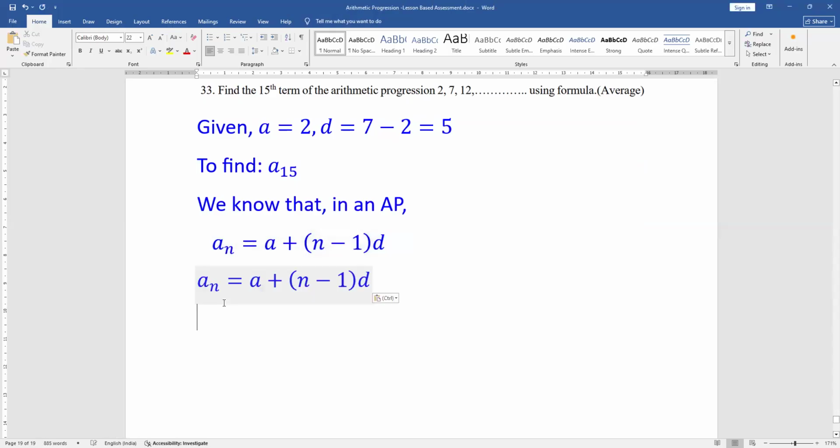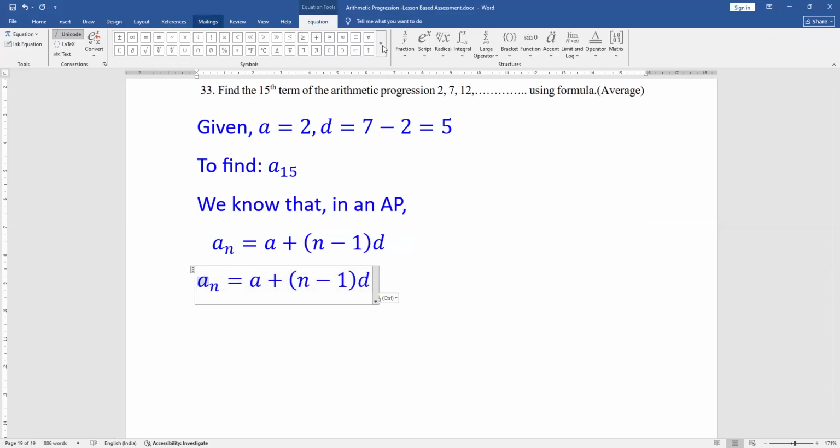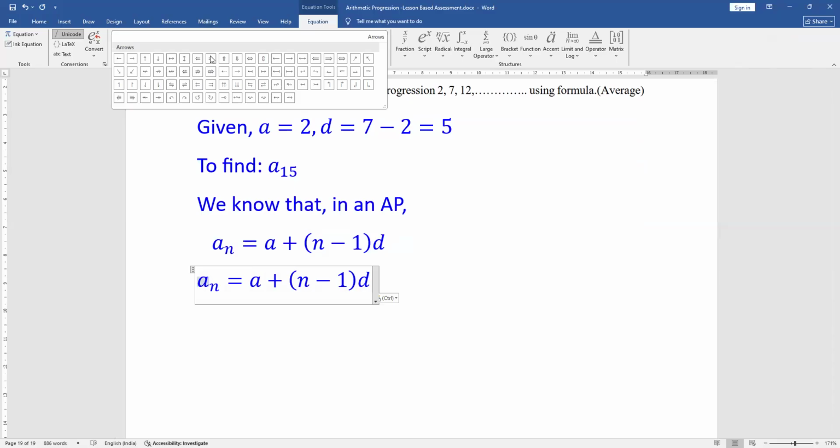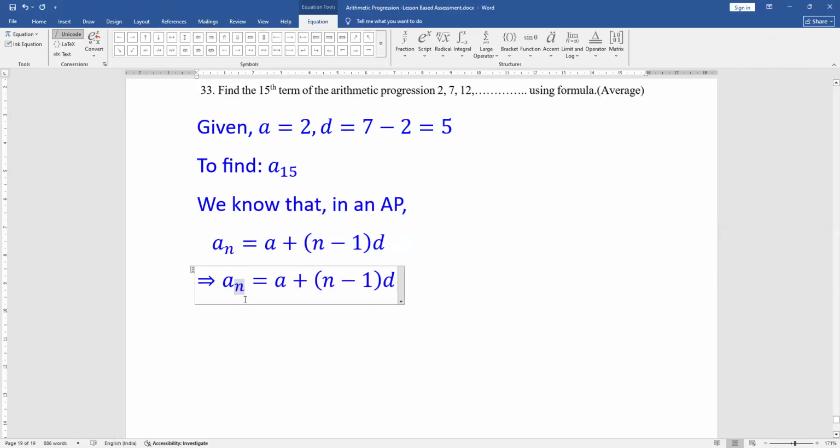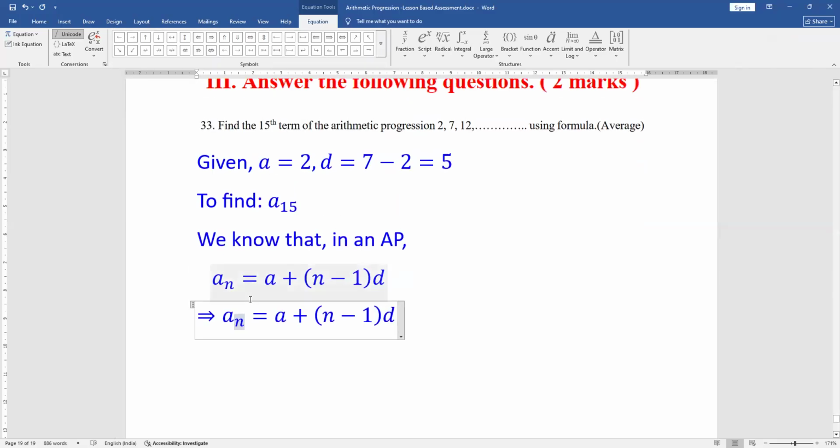Okay, so what I do in my next step, see here what I do, I'm going to put n as 15.